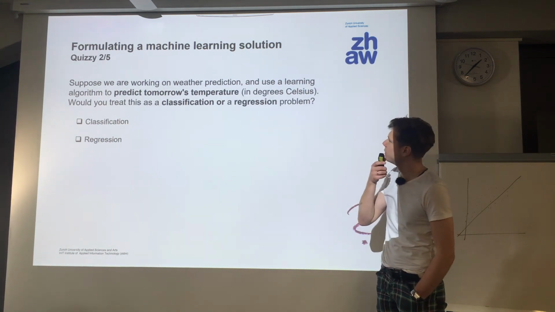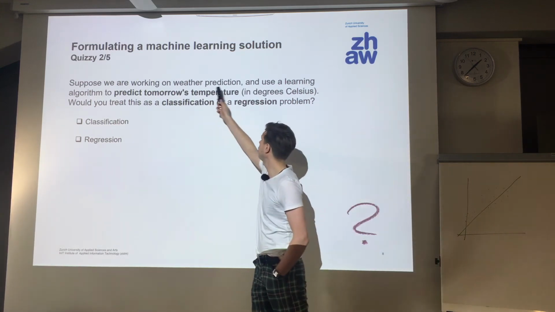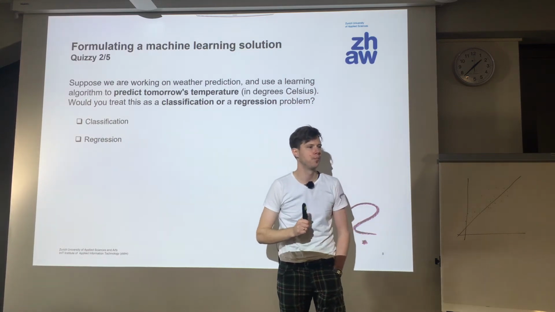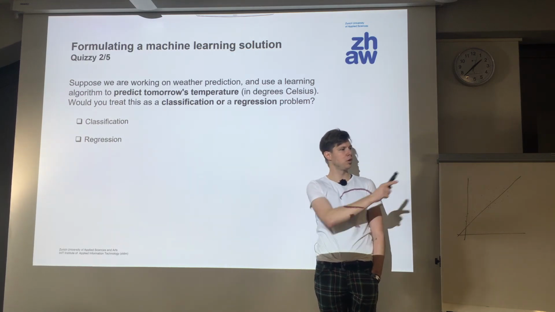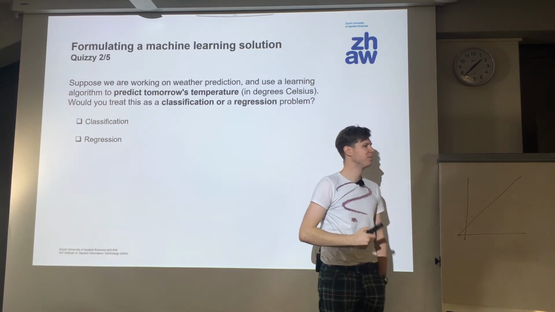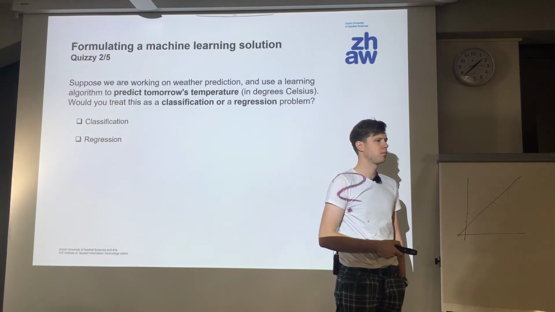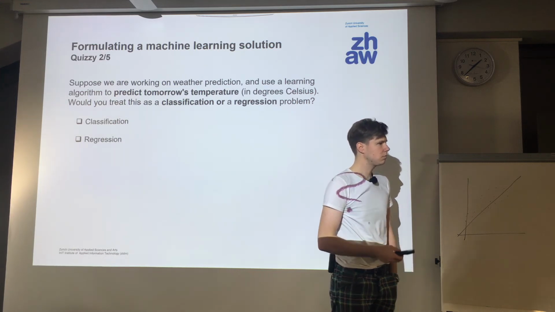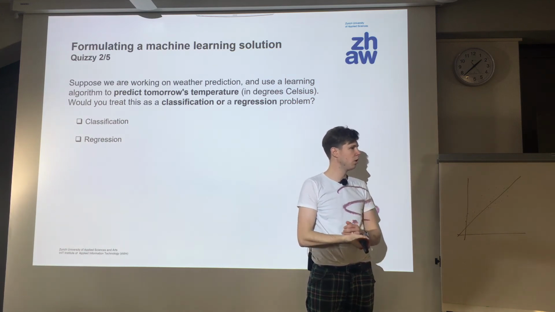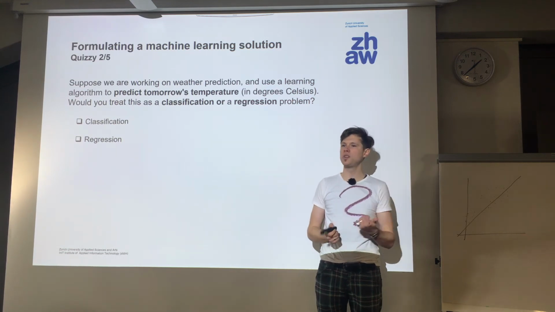Good. Let's go to the next one. Suppose we are working on weather prediction again, and use a learning algorithm to predict tomorrow's temperature in degrees Celsius. Would you treat this as a classification or a regression? Let's quickly think about that. You want to ask something or answer? No, why not answer? I would say regression. Why? Because it's a prediction of any scalar values, so it's not just putting it into bins, into folders. So you say it's regression. Does anybody want to challenge this answer and give a different one?